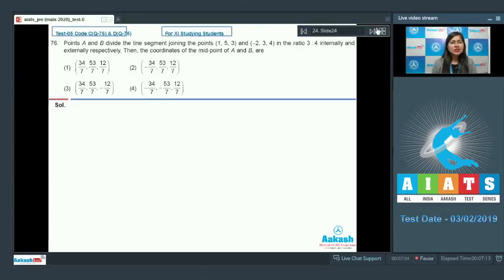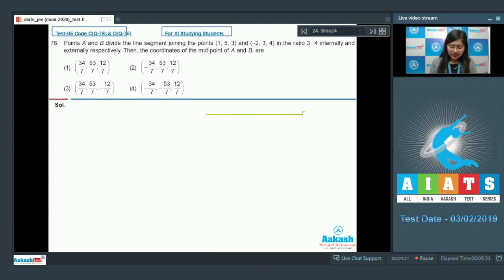Next is question number 76, which says that points A and B divide the line segment joining the points (1, 5, 3) and (-2, 3, 4) in the ratio 3:4 internally and externally respectively. Then the coordinates of the midpoint of A and B are. So here we have to find firstly the coordinates of point A and B, right?